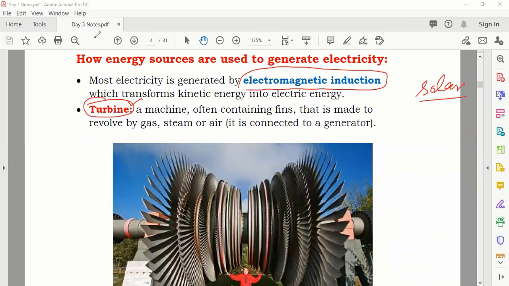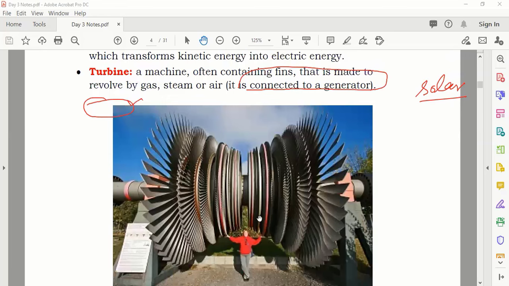Now let's see how the turbine looks. The turbine is really simple. It's like a fan, or wings you can say, but quite big. They rotate this turbine with the help of wind, with the help of steam, or with the help of water. When high pressure wind, high pressure steam, or fast moving water falls on this turbine, it moves like a fan.